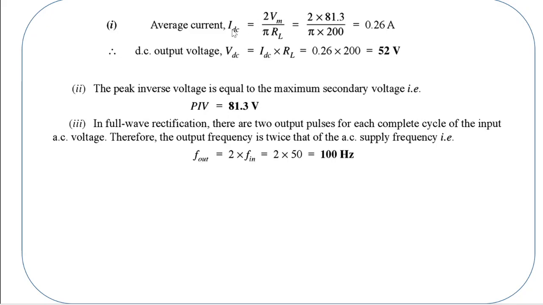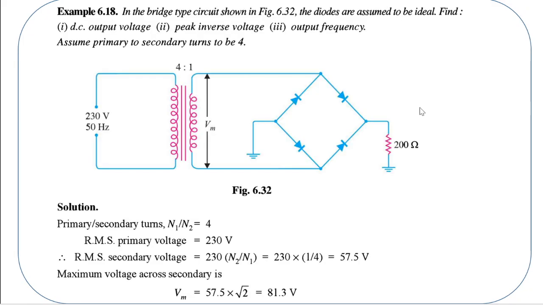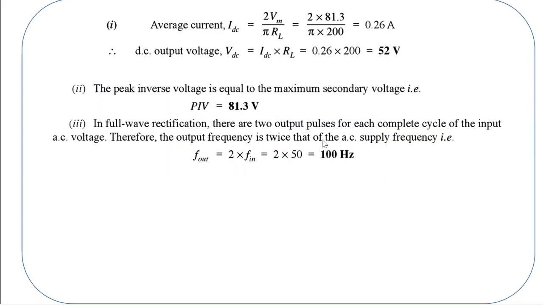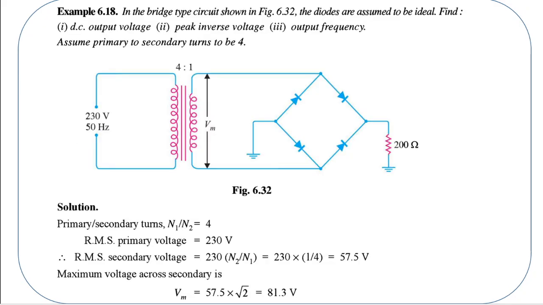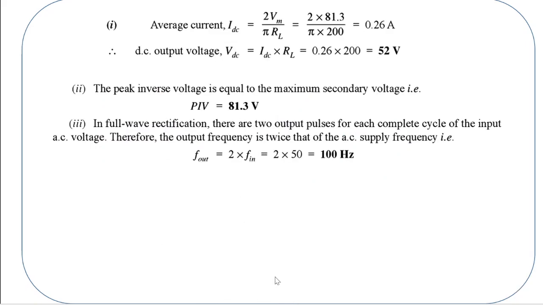So once you get the DC current, you can calculate the DC output voltage. So output is across the load resistance. So multiply load current with load resistance, you get the output voltage. So VDC is equal to IDC into RL. This is 52 volts. What is the peak inverse voltage? So we have seen that peak inverse voltage is same as the maximum secondary voltage, and Vm, maximum secondary voltage, is 81.3. So that's going to be your peak inverse voltage.